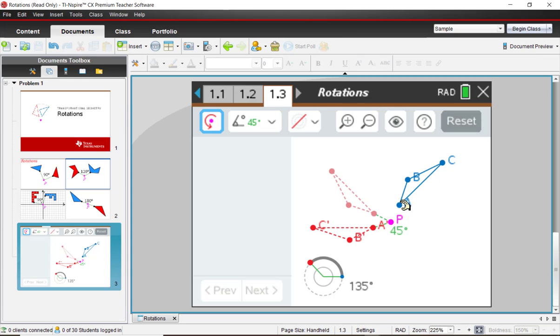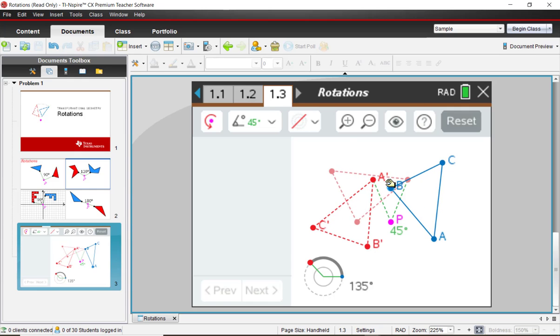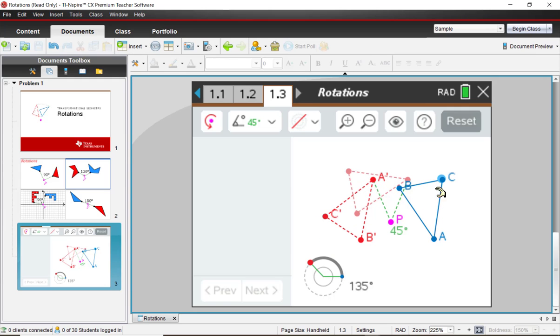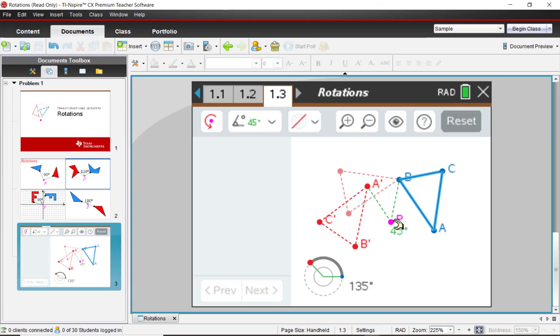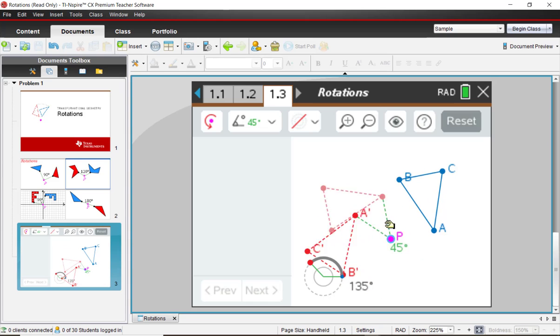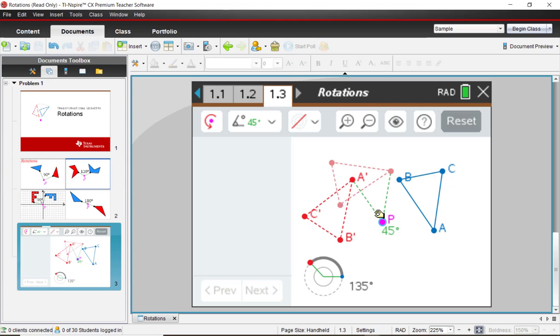So with the software, I'm going to go ahead and click on grab on point A and pull it. As I do that, you can see several things change. Do those triangles still seem to appear congruent? I can grab point B and play with that, and point C. I can even grab the entire triangle and see what happens. And we can even grab point P and move that.